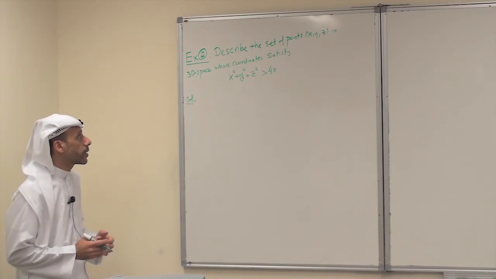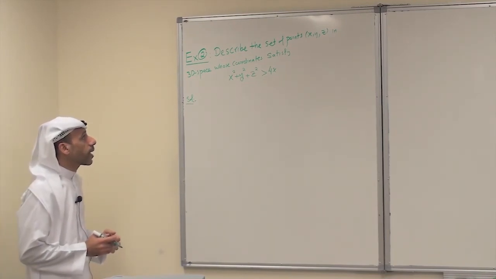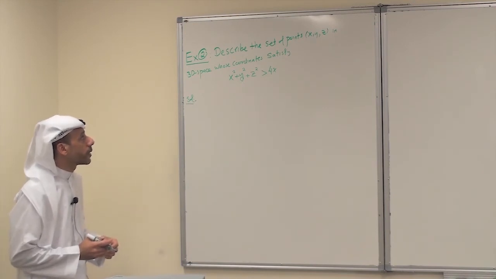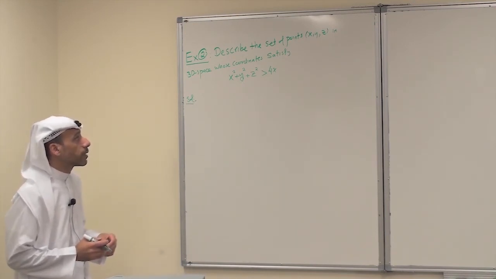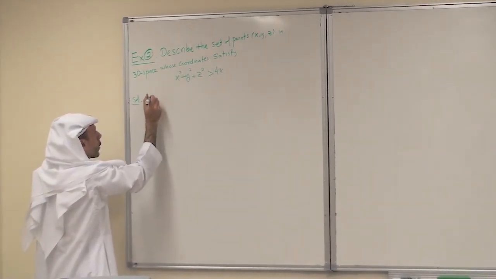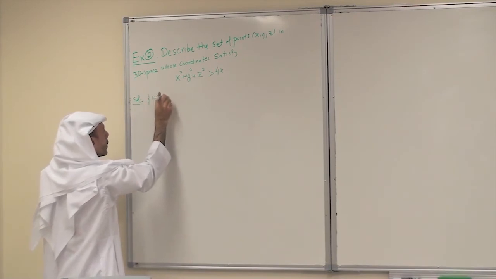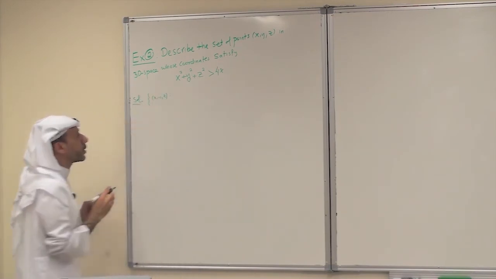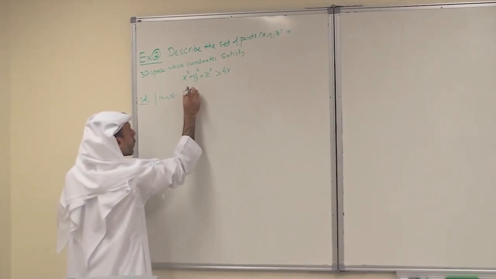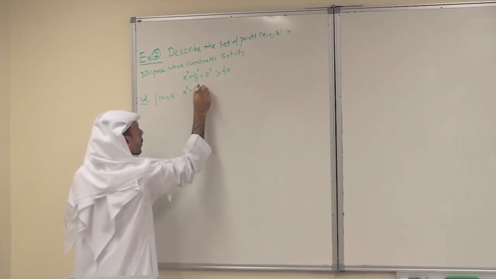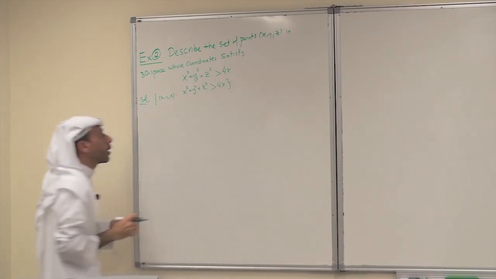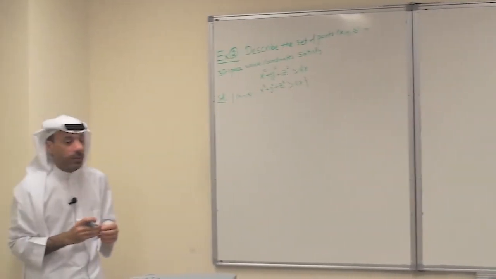Now, let's consider the following example. Describe the set of points x, y, z in a 3D space whose coordinates satisfy the given inequality. If we describe this set in set notation, we have x, y, z, the set of points in a 3D space whose coordinates satisfy the following inequality: x squared plus y squared plus z squared greater than 4x. How to describe this set?